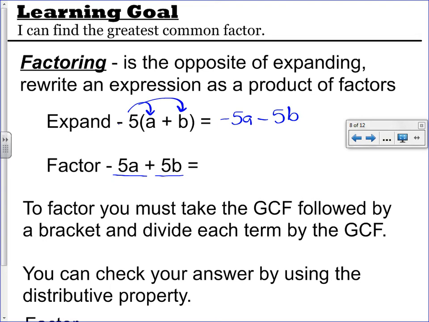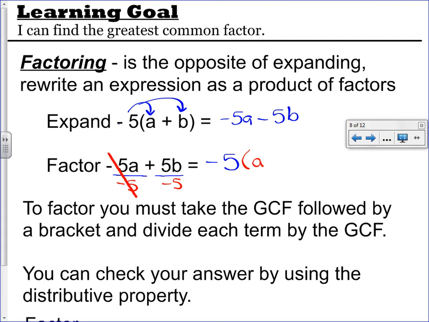Factoring is the opposite. Factoring is saying, okay, what does this term and this term have in common? Well, they have a 5 in common. Typically, if you can factor out a negative like this, we do factor out a negative. So I would factor out negative 5. That is my greatest common factor. And what I do is I would divide each term by my greatest common factor. So I would divide this by negative 5, divide this by negative 5. So what would I be left with? Well, negative 5 and negative 5 cancel out. So I'm left with just a.